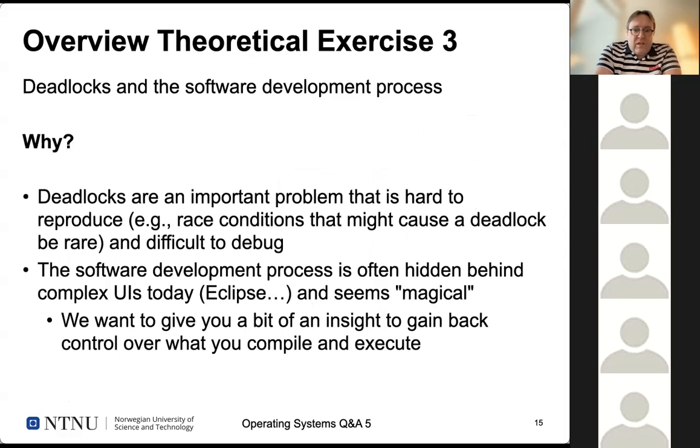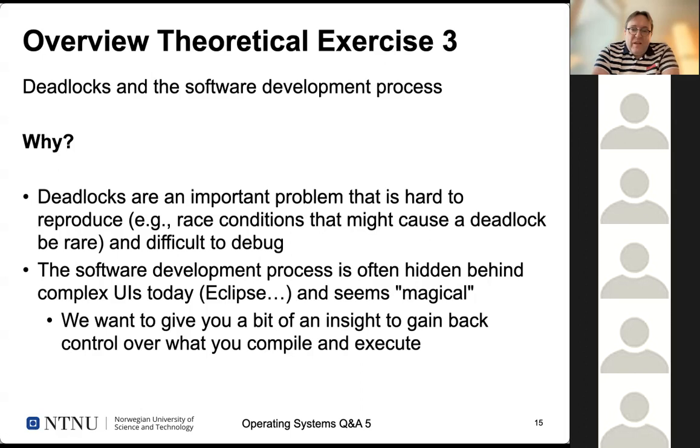So we have a theoretical exercise, obviously, and this is about deadlocks and the software development process. And we're handling two things here. As I already mentioned, deadlocks are an important problem. Deadlocks are a problem that can happen if you have parallel processes, parallel threads. It's hard to reproduce because race conditions do not always occur when you run a program, but usually they occur only after you send the program to a customer and the customer goes crazy because of that. And they're much more difficult to debug because you really have to figure out where this deadlock occurs, and then you have to find the situation when it occurs.